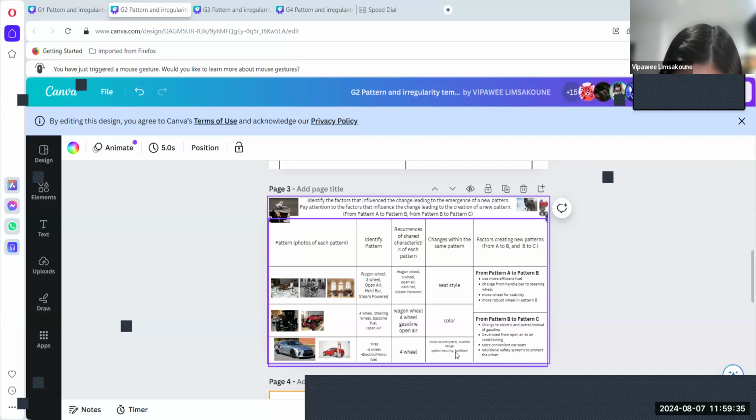And for pattern C, it could be a different engine, right? Energy could be from petrol, energy could be from electric, and more sensors or security added to the system.